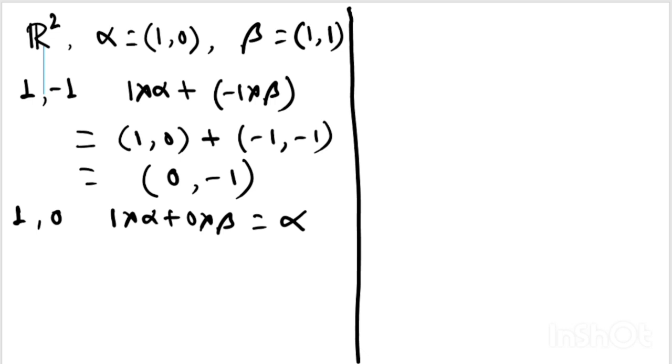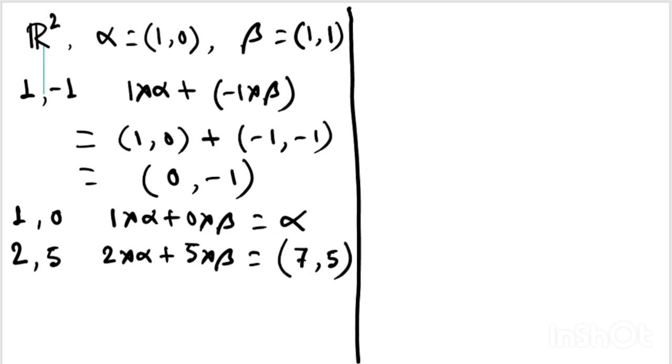So let's take some other numbers. For example, I am taking 2 and 5, and again repeating the same thing: 2 into the first vector plus 5 into the second vector. So the resulting vector will be 7, 5.